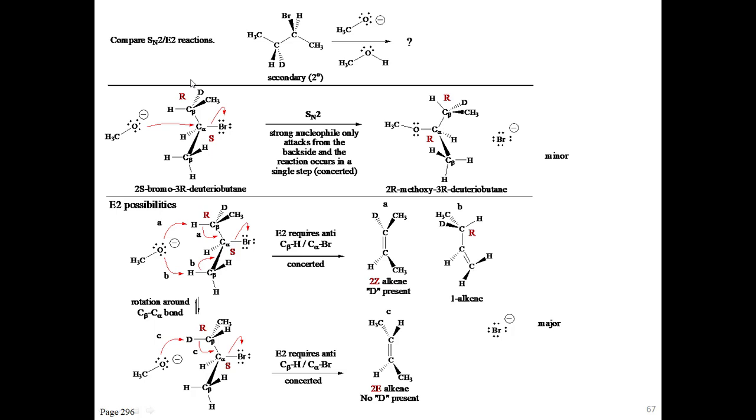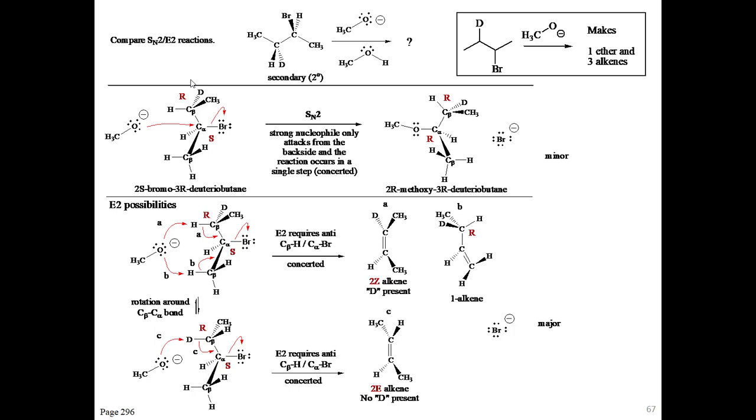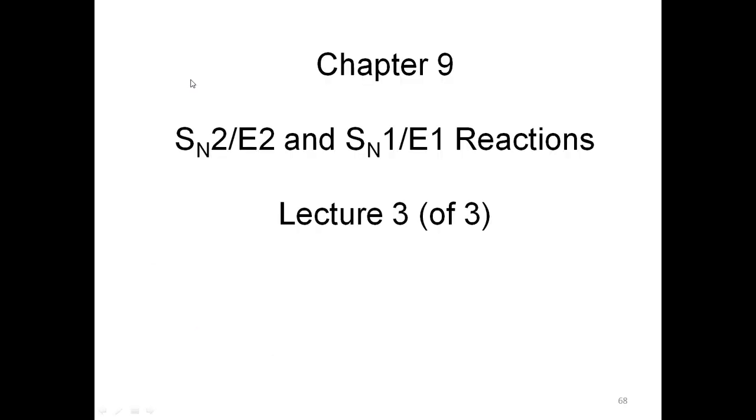Okay, so you can see the difference in the mechanisms there. All right. So this time, one ether, three alkenes, instead of 2 and 5. And that's where we're going to stop now. The third lecture I'll do a little bit later.